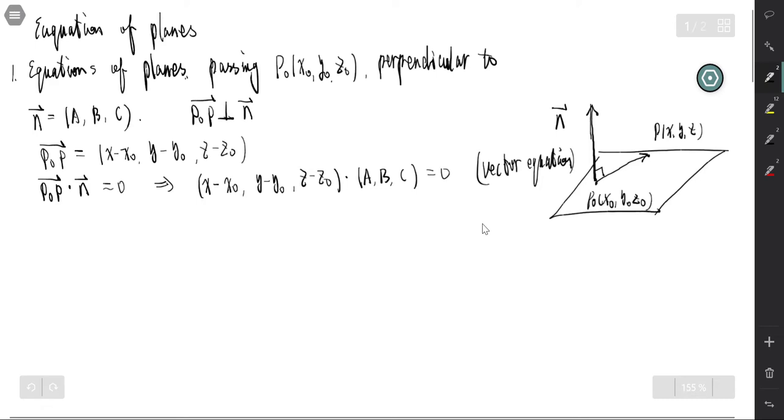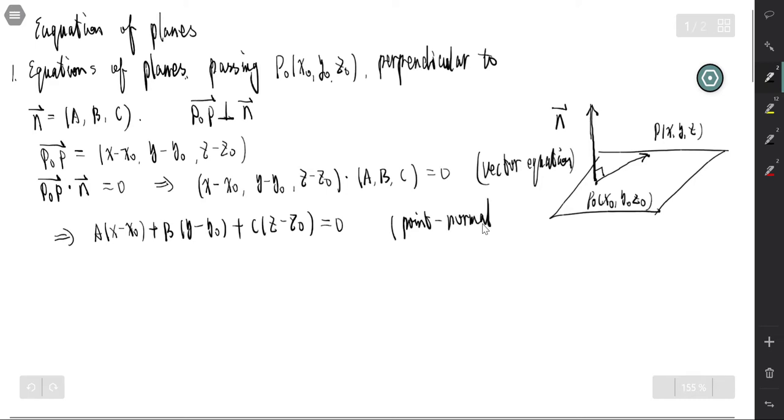Or write it as A(x minus x naught) plus B(y minus y naught) plus C(z minus z naught) equals zero. We call this equation the point-normal equation, because x naught, y naught, z naught is the point that the plane passes through, and A, B, C are the coordinates of the normal vector.